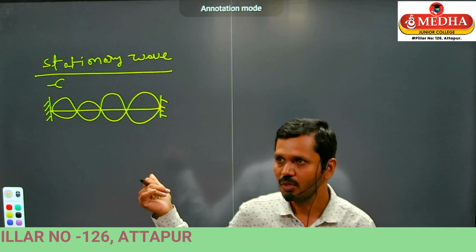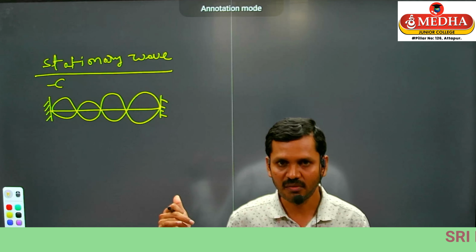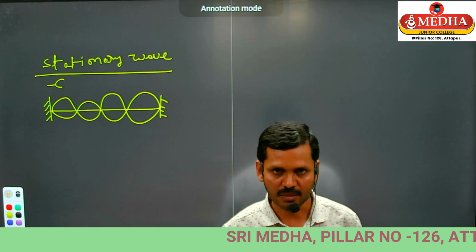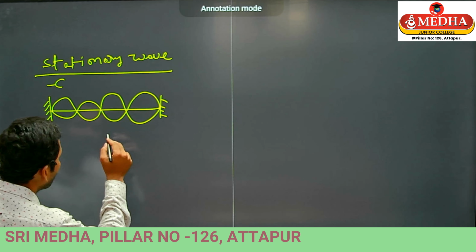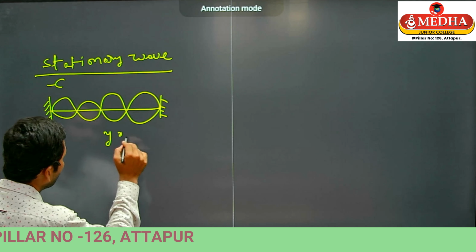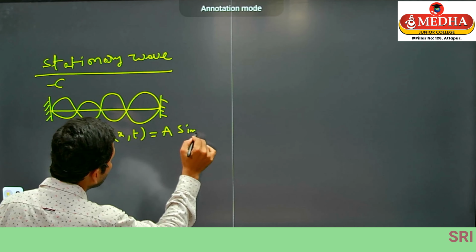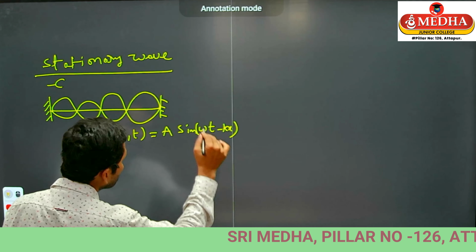So first, two waves I mentioned here: one is the incident wave, the second is the reflected wave. And we know the traveling wave equation for displacement. Right, so that equation I am taking now. The displacement of a traveling wave, y of x comma t, is equal to sine of omega t minus k into x.